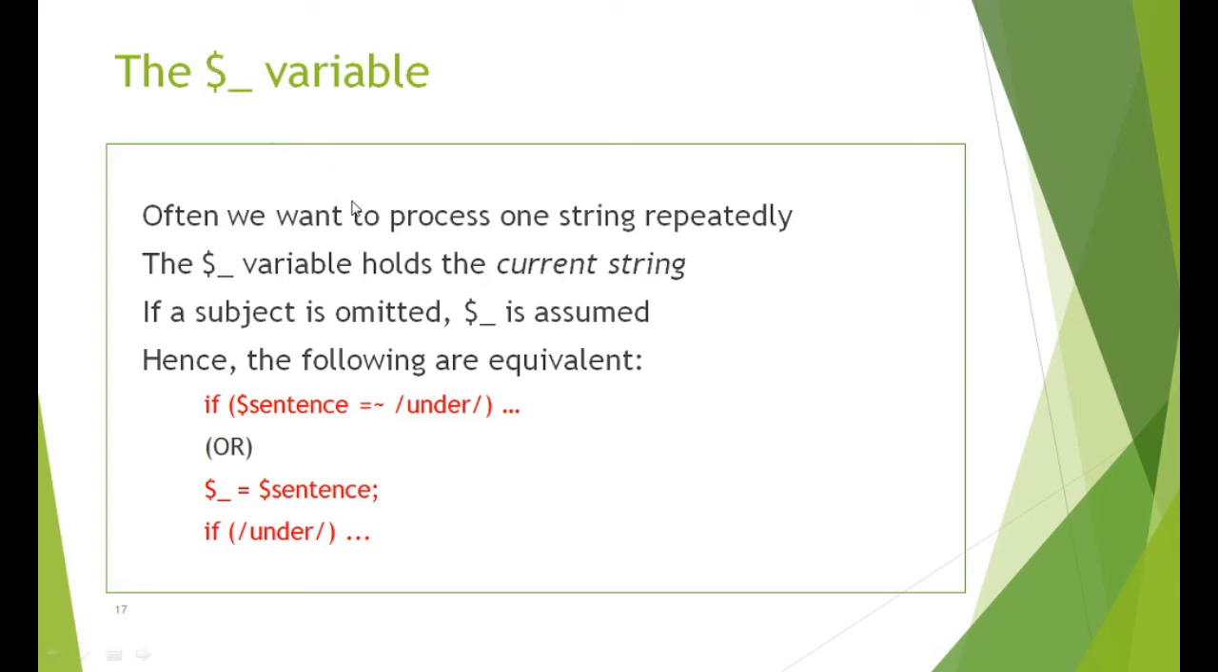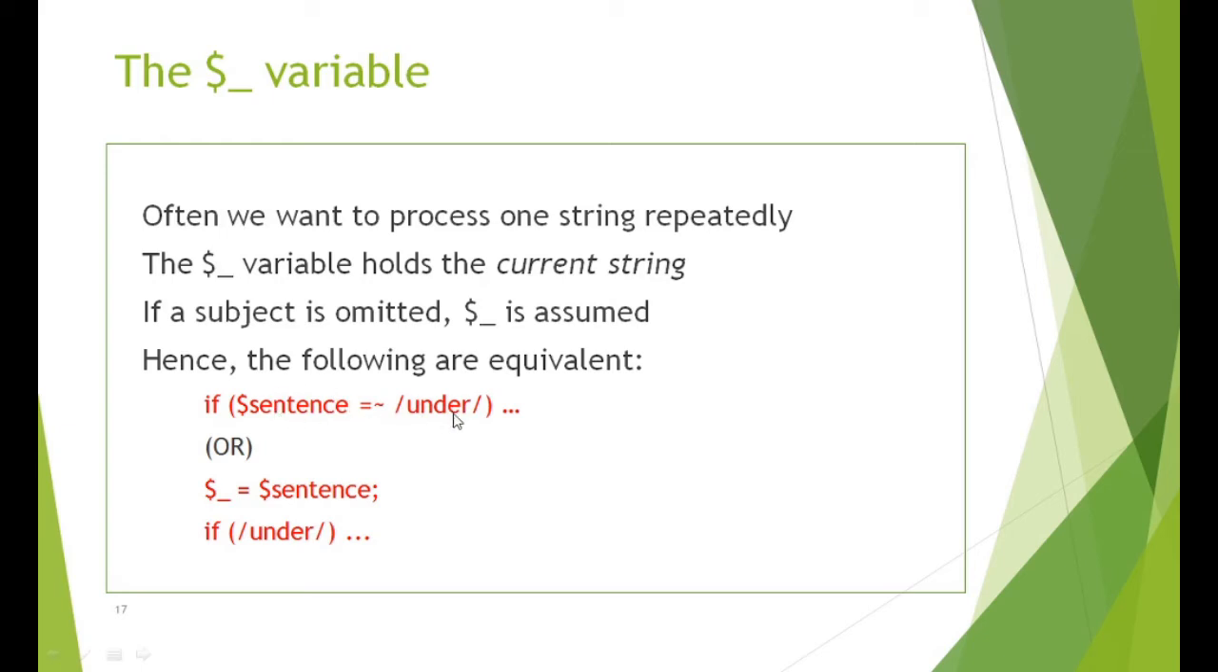So you may have to process any string repeatedly. So instead of having it with a variable name, you can store it in this $_ which stands for current string. If a subject is omitted, automatically $_, that is current string, is assumed. See, this is an example. I'm just trying to check whether this sentence contains the word under. This is a matching operator.